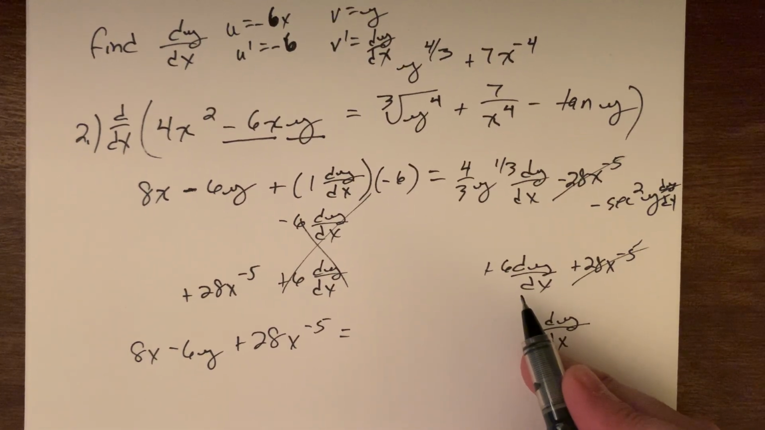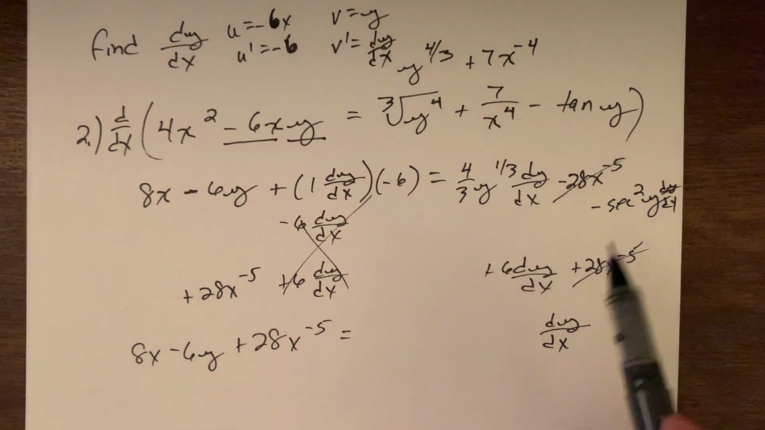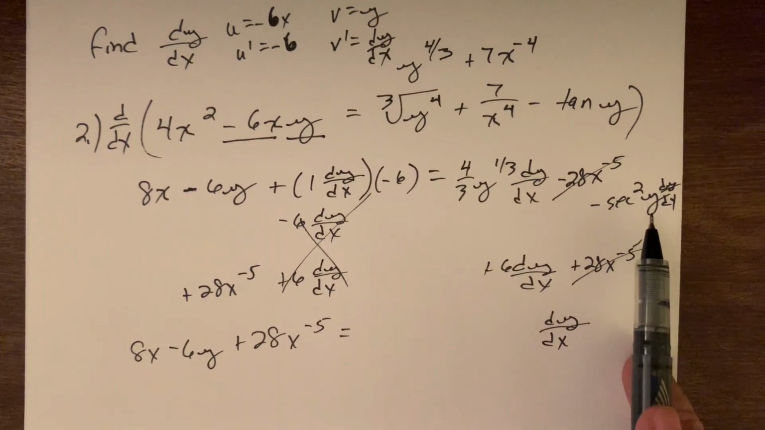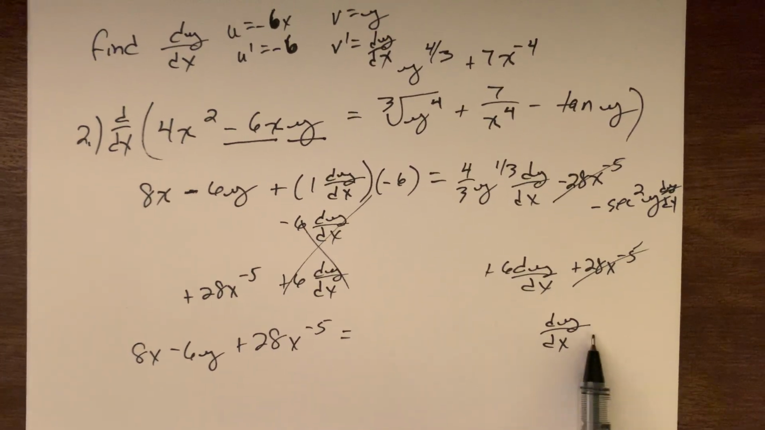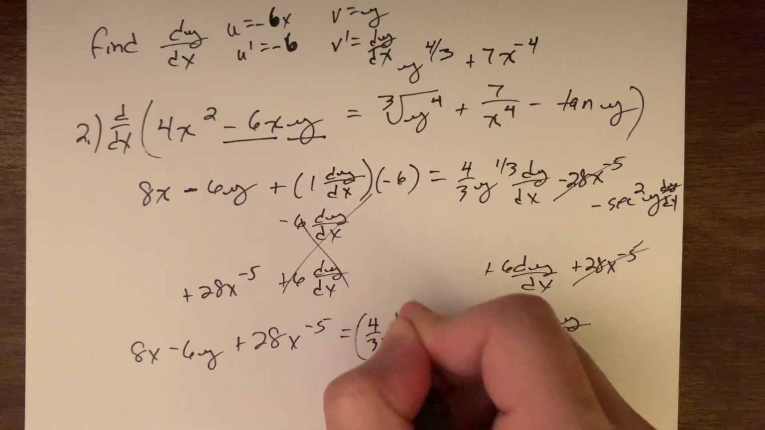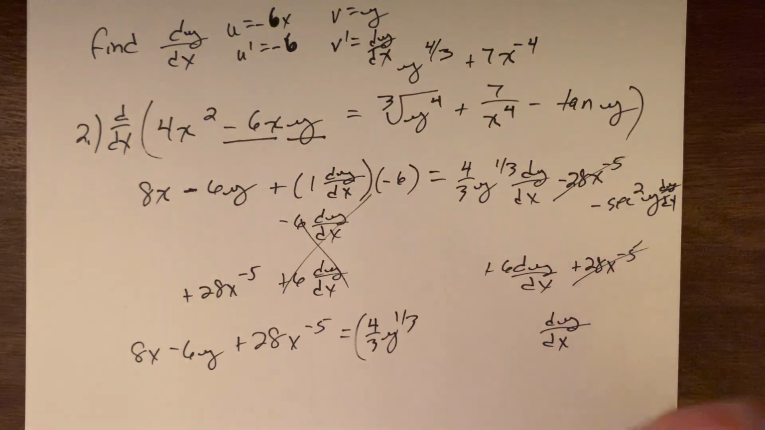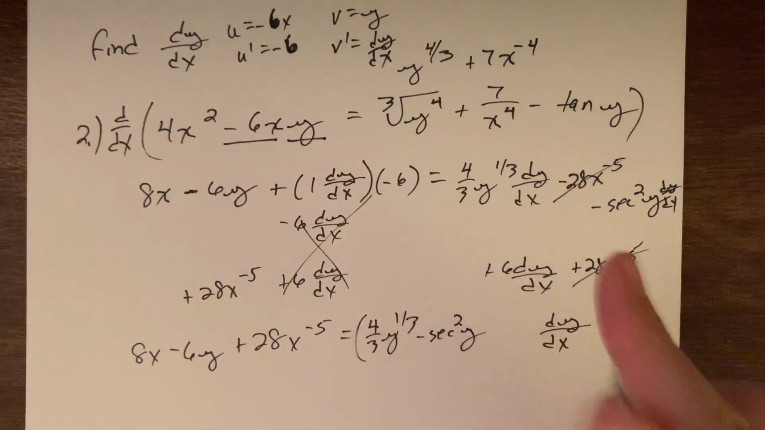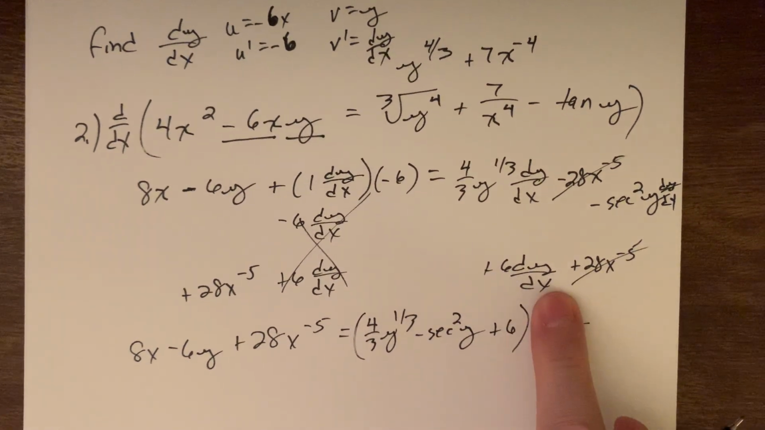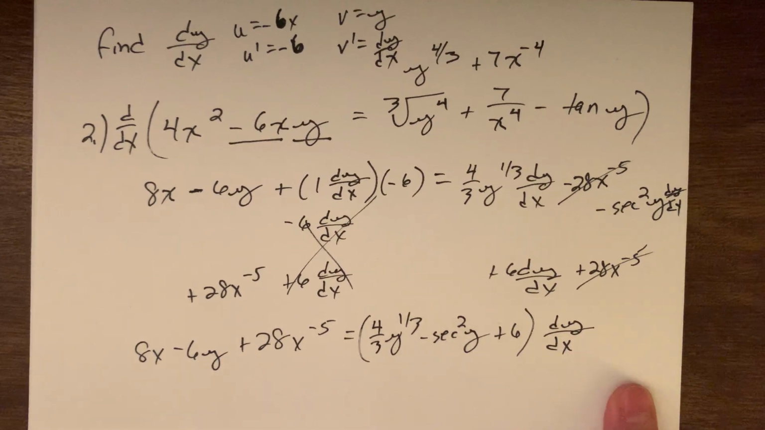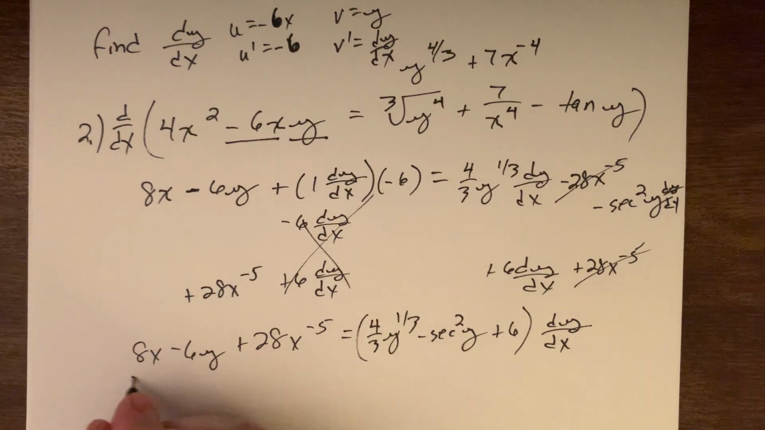Remember, this is not GCF here. This is all about isolating dy dx. So even if I had, say, a 4, an 8, and a 6, like, oh, they've got a common 2, that doesn't matter. It's the dy dx we care about here. What's left? The 4/3 y to the 1/3 from here, the minus secant squared y from here, and the plus 6 from here. So these three all had the dy dx. That's been pulled out. Divide this to the other side.